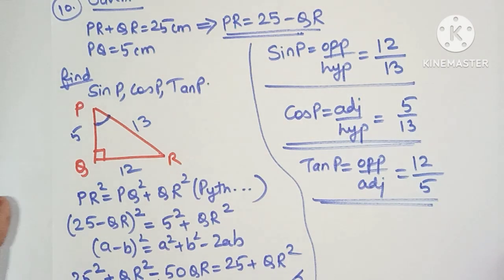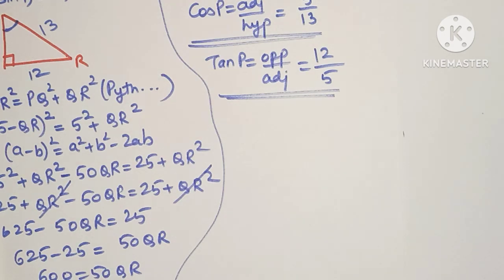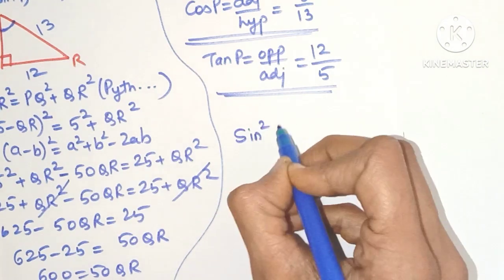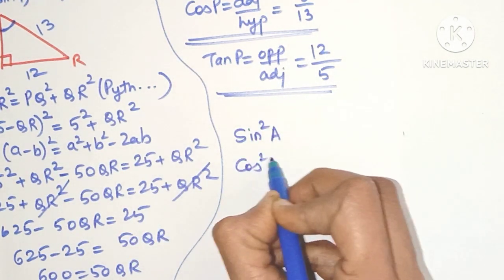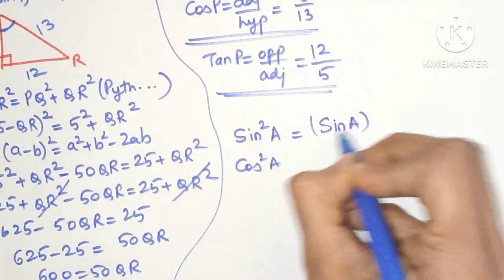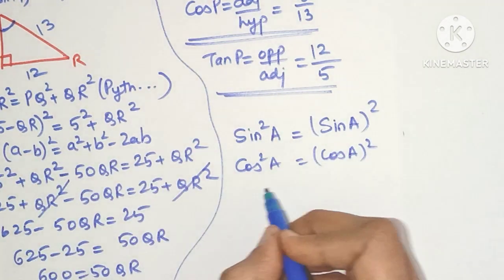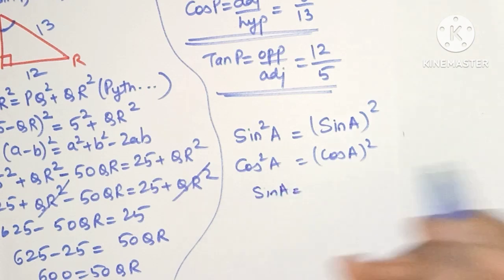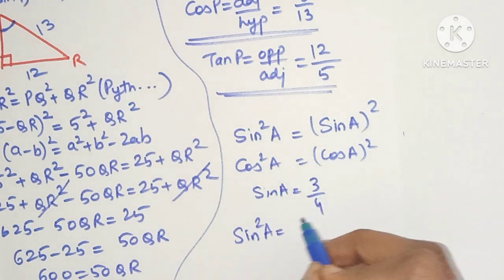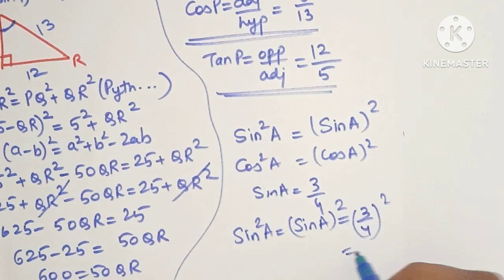So friends, I hope you understood how to solve all these questions. One more thing which I forgot to mention, just in case you have a doubt: in trigonometry, whenever you write sine square A or cos square A, just remember it is nothing but sine A the whole square or cos A the whole square. So in those previous questions where we got sine A as, say, 3 by 4, and they're asking for sine square A, you just have to take it as sine A the whole square. You just have to go like this.